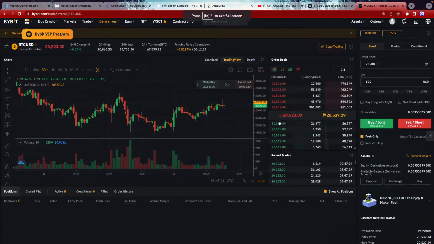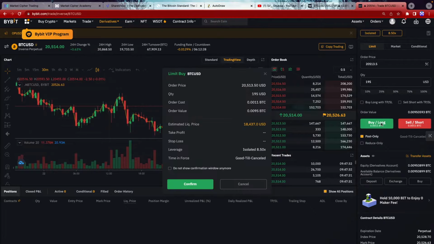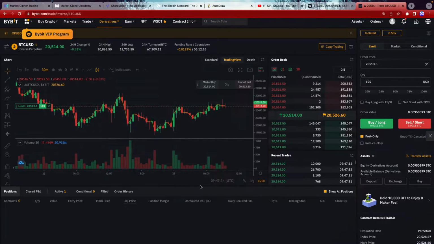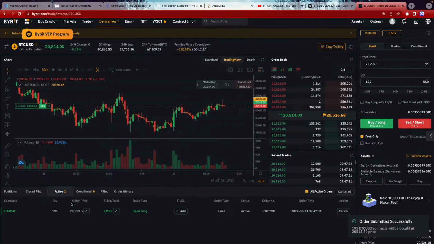So from 2025. This is Bible, by the way. So 2519. Let me buy long and confirm. So my order is active here. I'm waiting for it to be confirmed. 2513, 2513.50. Waiting for it to be confirmed.